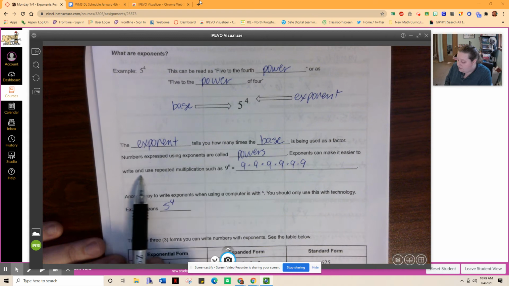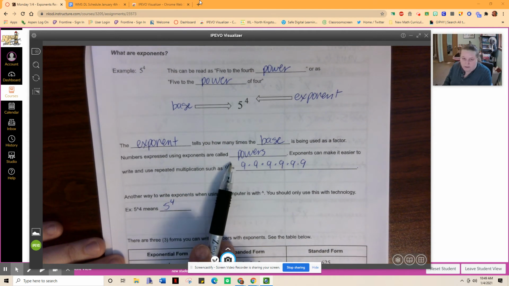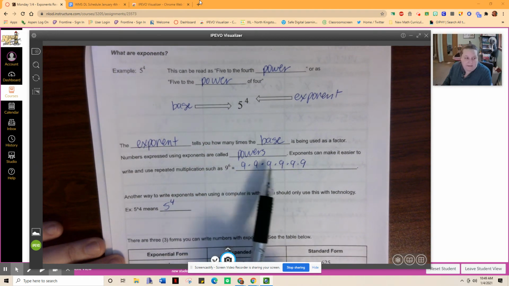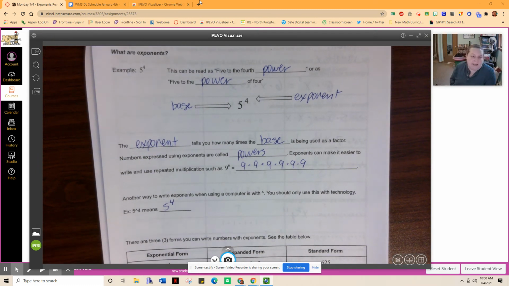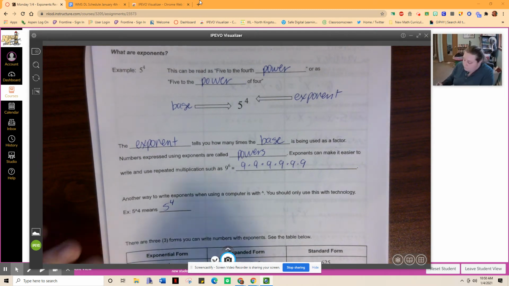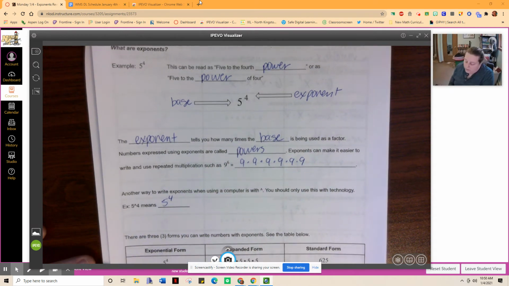Exponents can make it easier to write and use repeated multiplication, such as 9 to the power of 6. If I was to write this all out, it would be 9 times 9 times 9 times 9 times 9 times 9. Excuse me, that's a lot to write out. So it's a lot easier to use what we call exponential form.